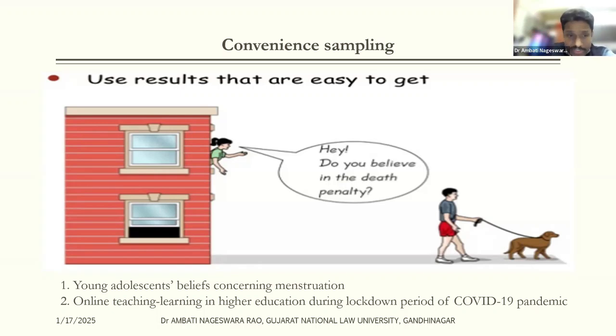For example, you can also conduct research on young adolescents' beliefs concerning menstruation. You just want to understand, as a student, you want to talk with other peer group members. As a faculty, you can talk with other faculty members who are accessible to you, who are convenient to you, available to you, with whom you are comfortable also, right? So based on certain criteria, you are going to use convenience sampling as a part of your technique.